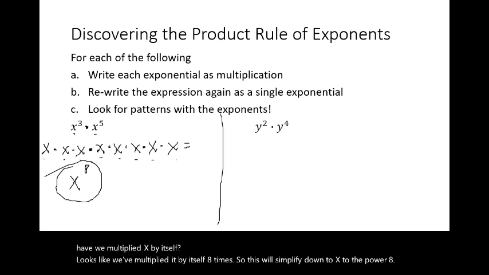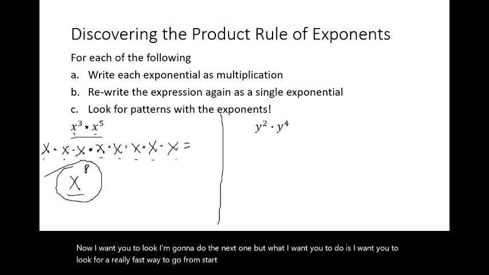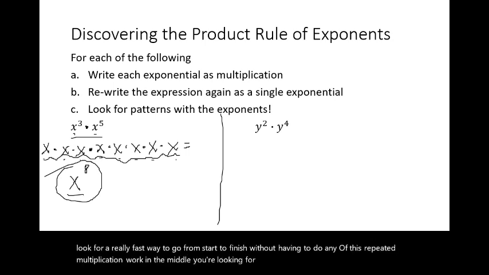Now, I'm going to do the next one, but what I want you to do is look for a really fast way to go from start to finish without having to do any of this repeated multiplication work in the middle. You're looking for a shortcut. That shortcut is going to be the product rule for exponents.